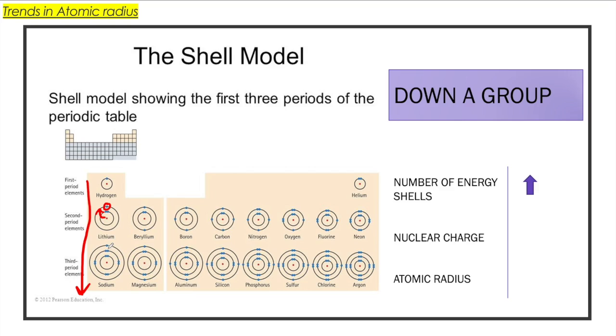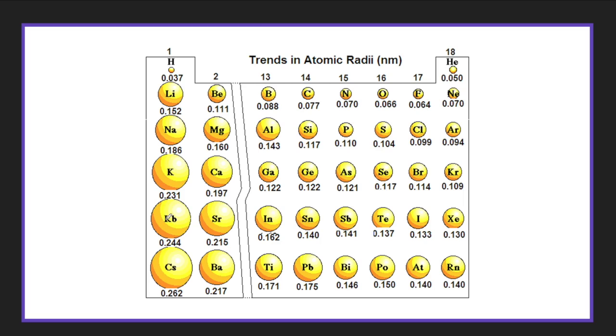Which means that although there is going to be an increase in nuclear charge, because hydrogen has only 1 proton, lithium has 3 protons, and sodium has 11 protons, because of the increasing distance of the valence electron from the nucleus, it is not going to experience that much of an attractive pull towards the nucleus. Therefore, the atomic radius of the atom as we go down increases. In this diagram, we can very clearly see what happens to the atomic radius as we go across a period and as we go down in a group.